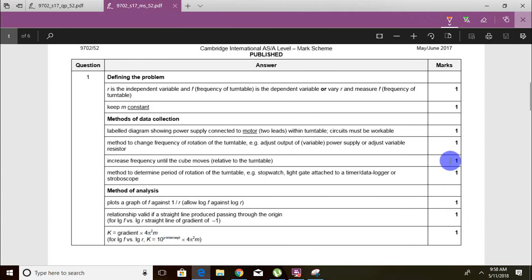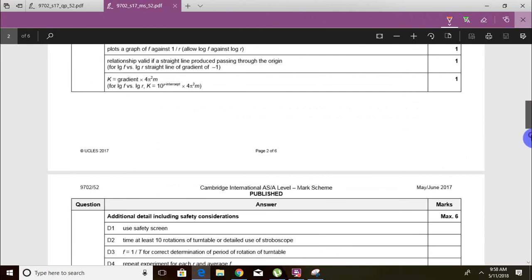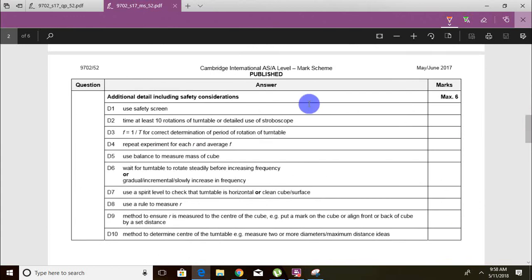1, 2, 3, 4, 5, 6, 7, 8, 9. We're doing well. We need 6 more marks. Use the safety screen, 10. 10 rotations, 11, 12. Actually, I forgot about the whole repetition thing. That is an easy mark. 13. You need a balance to measure the mass of the cube. Wait for the turntable to rotate steadily before increasing the frequency. Gradual incremental increase in frequency. I guess I implied that, but it wasn't really stated that clearly.